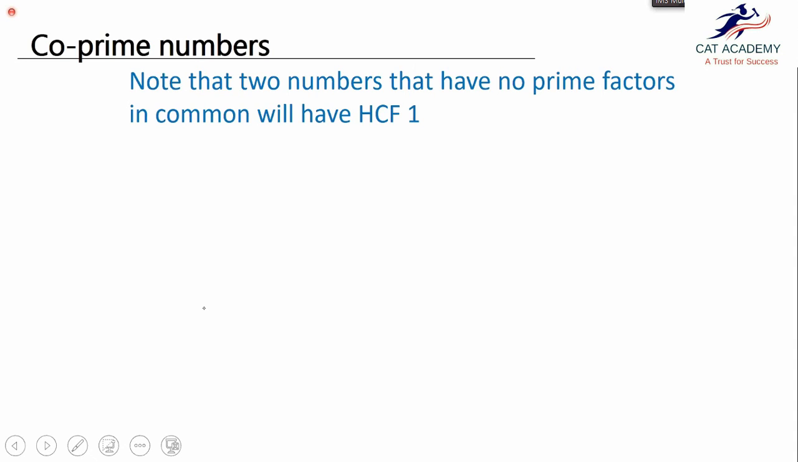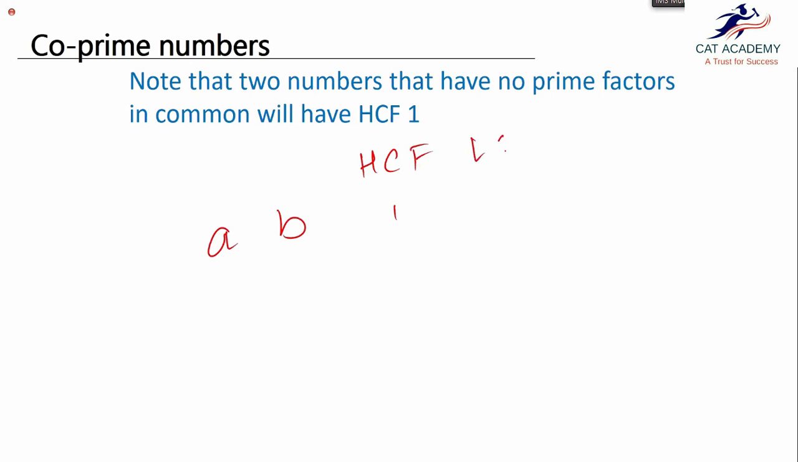Now the numbers are not necessarily prime in itself, but together the pair will be called co-prime since they do not have a common factor. Since they do not have a common factor, their HCF would be 1. Let's say A and B are such two co-prime numbers. So their HCF will become 1.